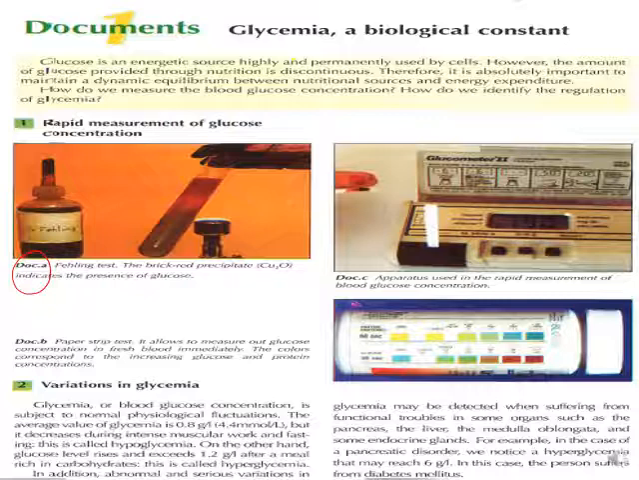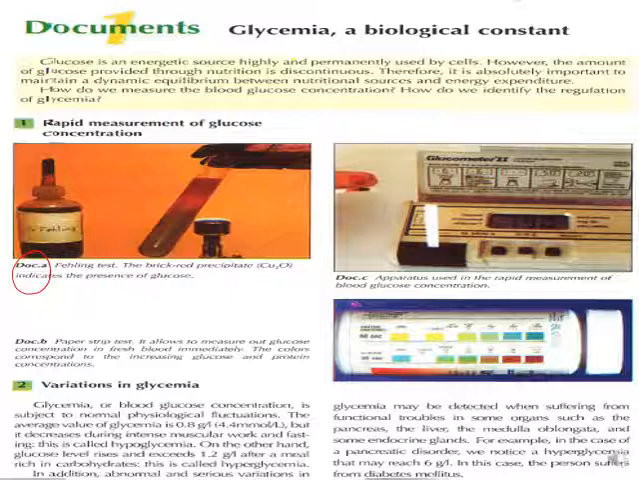Document B, we have the paper strip test. This paper strip test allows us to measure the glucose concentration in fresh blood immediately. The colors correspond to the increase in glucose and protein concentration. While document C is an apparatus used in the rapid measurement of blood glucose concentration.